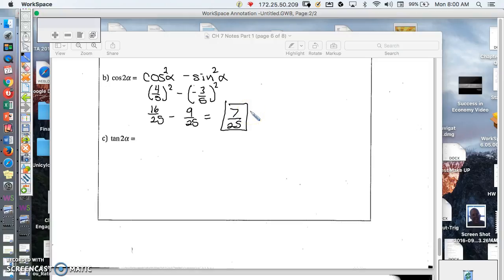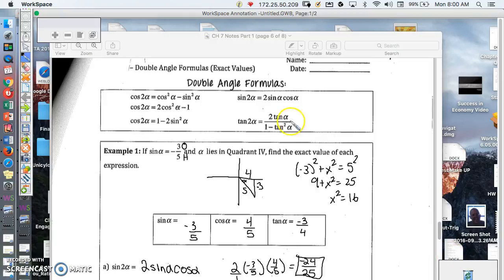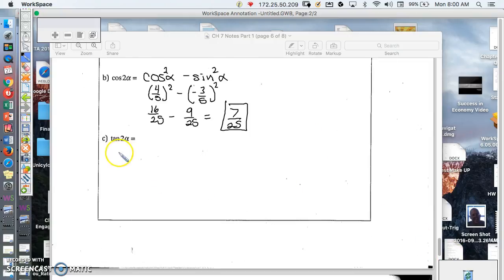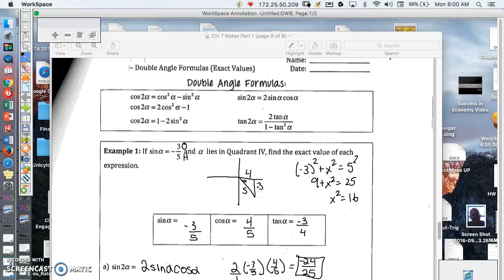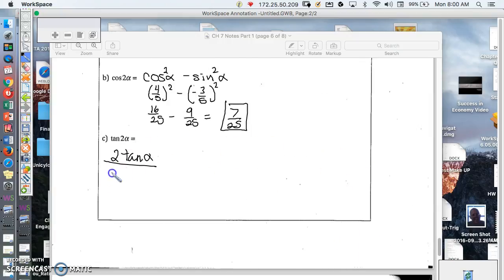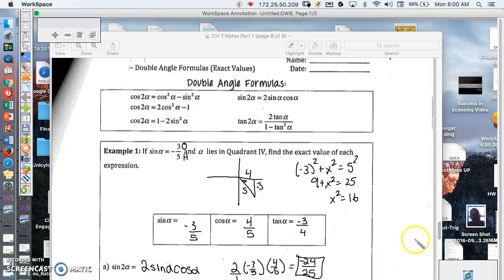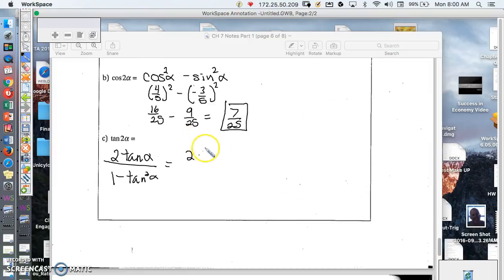Now the next one we're going to look at here is the tangent. So what is our tangent formula? So we have 2 times the tangent of alpha divided by 1 minus tan squared. So we have 2 times, what was our tangent? Let's see, -3/4 over 1 minus -3/4 squared.